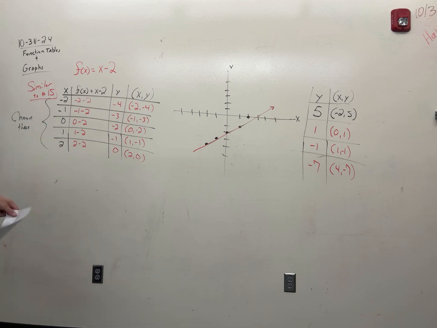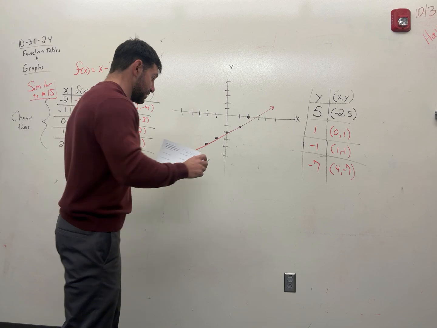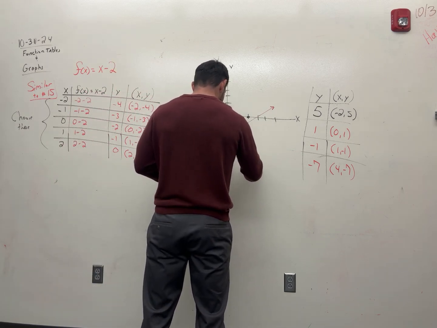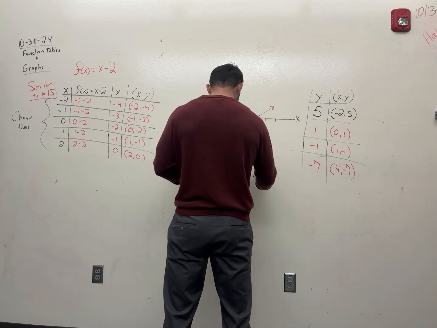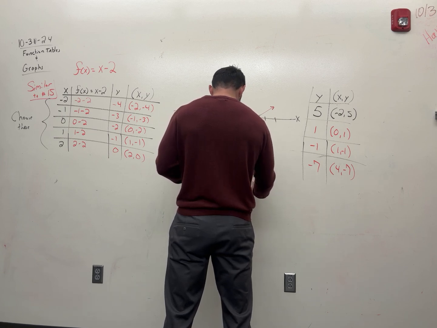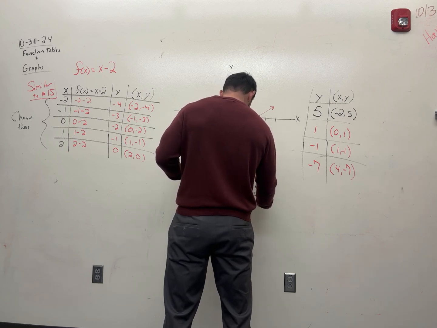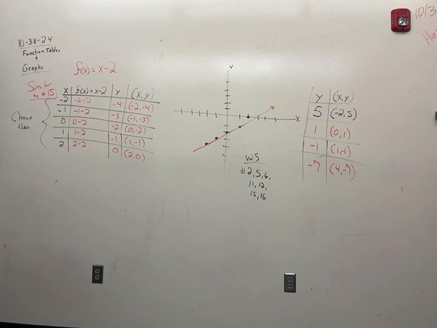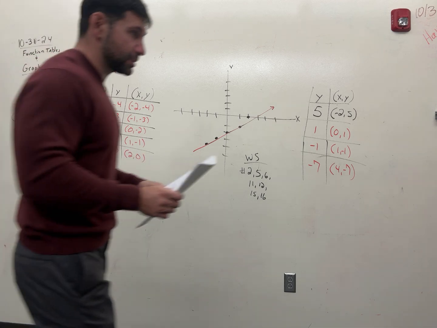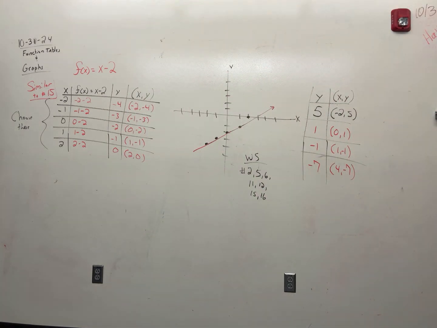So, here's your homework. Okay, you've still got about 10 minutes. Your homework is this worksheet, numbers 2, 5, 6, 11, 12, 15, and 16. What questions do we have? Did this help y'all? Okay, love you, get started.